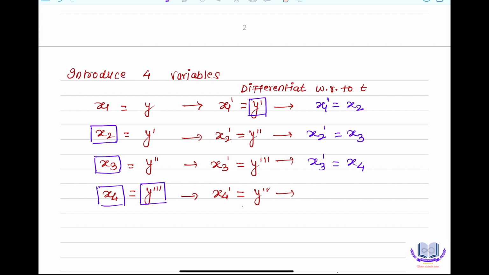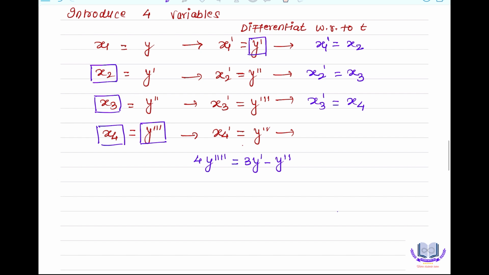So what is fourth order? Actually, what is the equation that is given? I am writing the equation here. 4 times the fourth order derivative of y equals 3y dash minus y double dash. Okay. Now what we will do here? We will substitute the values.